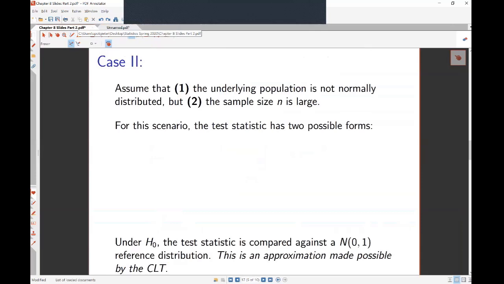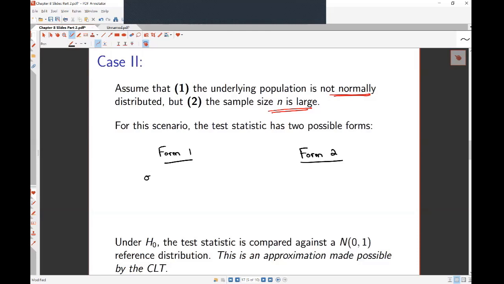Now, let's add another wrinkle to this and add a second case. Again, this parallels the work we did with confidence intervals. So let's assume now in case 2 that the underlying population is not normally distributed. So we do not start with a normal distribution, but we compensate for that by the sample size being large. In this case, you have two different forms that the test statistic can take. And this all depends on whether you know the underlying variance or not.